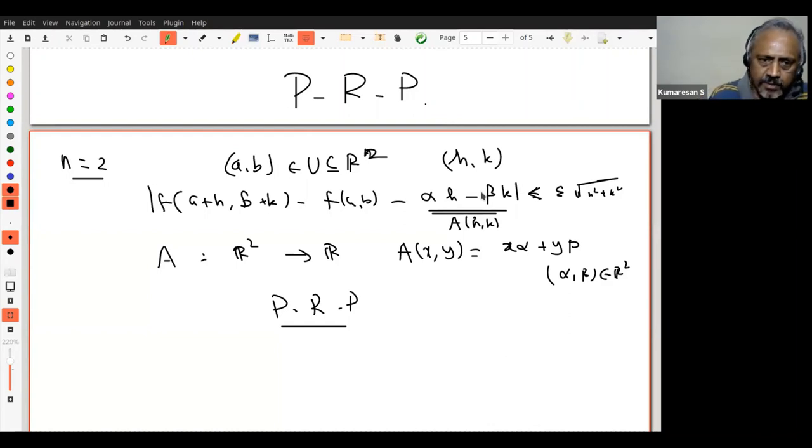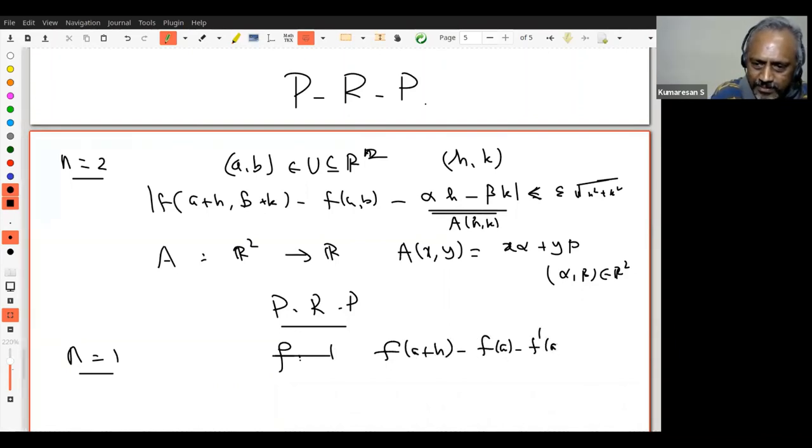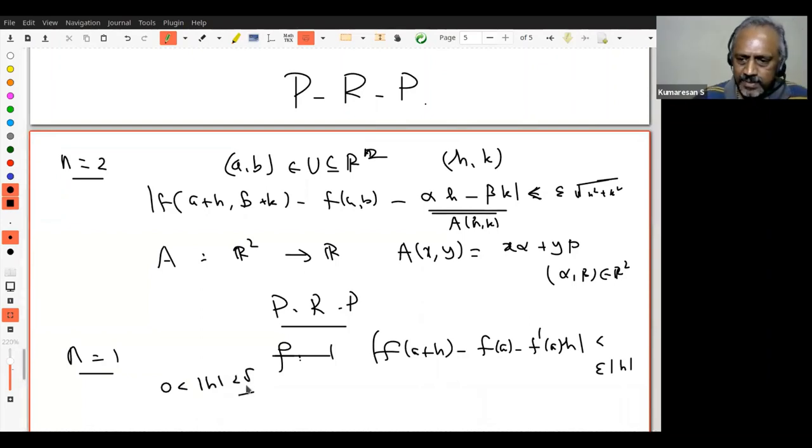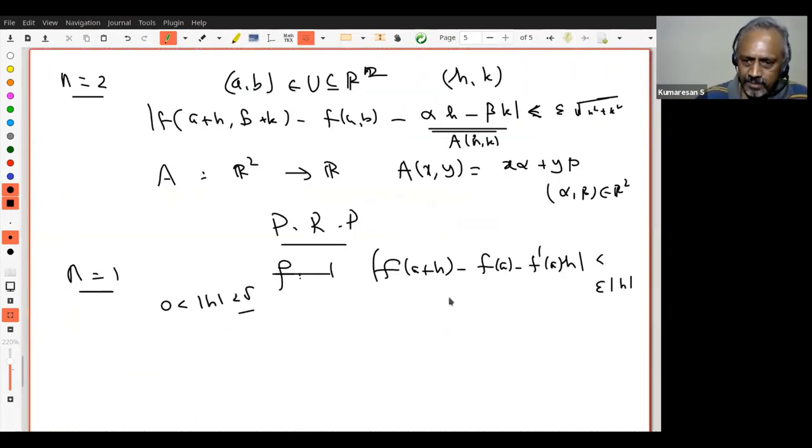Okay. Now, let me look at the n equal to 1 case. Suppose I have f again. f of a plus h minus f of a minus f dash of a into h should be less than epsilon times mod h, whenever 0 less than mod h less than delta. Right? This is the definition of f is differentiable at a with the derivative f dash a.